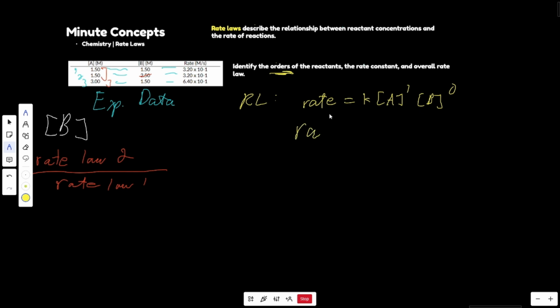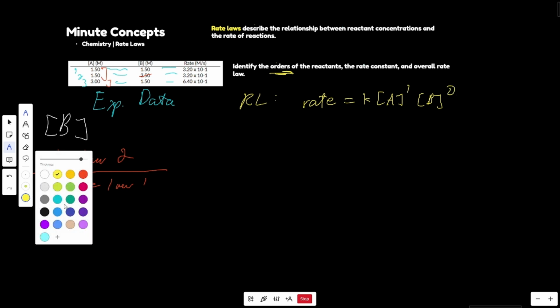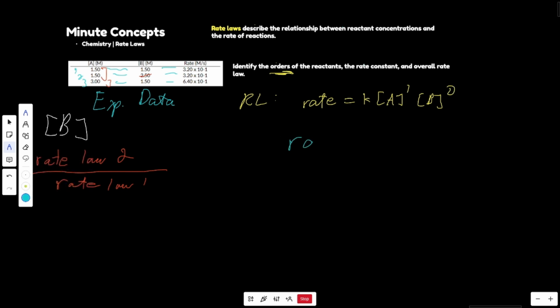So our final rate law is going to be the rate is equal to K times the concentration of A raised to 1. Now, why did we not include B? Well, it's because B raised to 0 is just 1. And that's what I'm about to explain now about zero order reactions. So B, the order of B, is zero order.